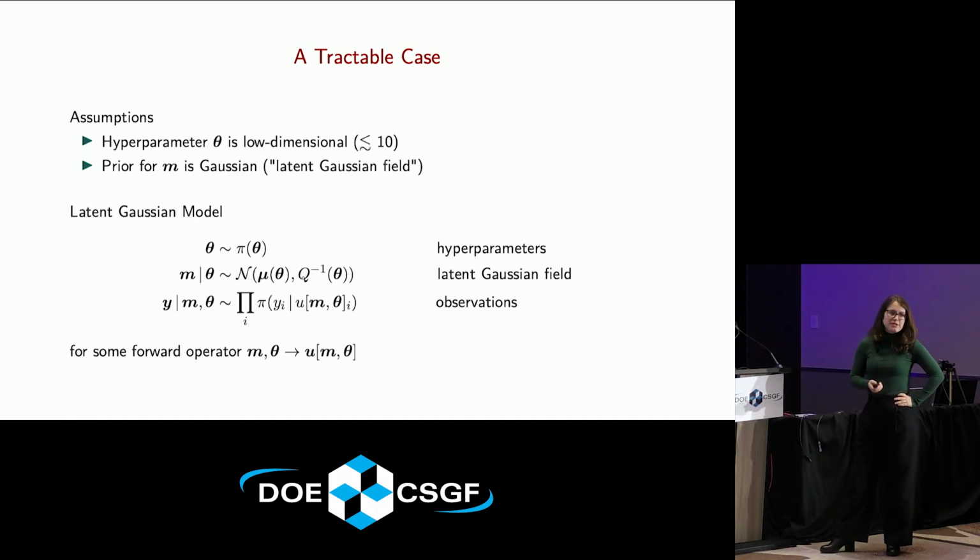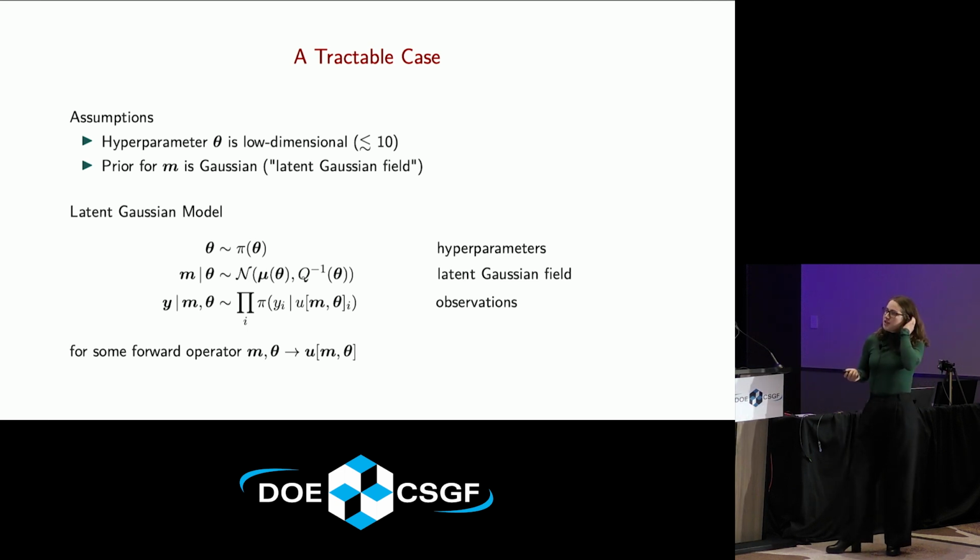And then with these two assumptions, I can pose my problem as a latent Gaussian model, where theta follows some hyperprior, pi theta. m has a prior conditioned on theta, which is Gaussian, depending on this theta. And my likelihood is some distribution depending on this forward model u, and potentially also on theta.